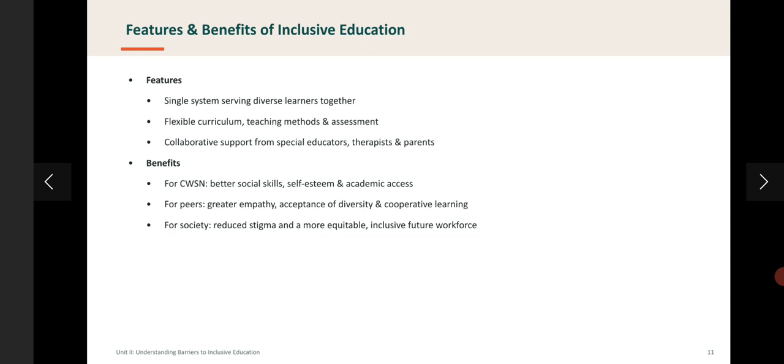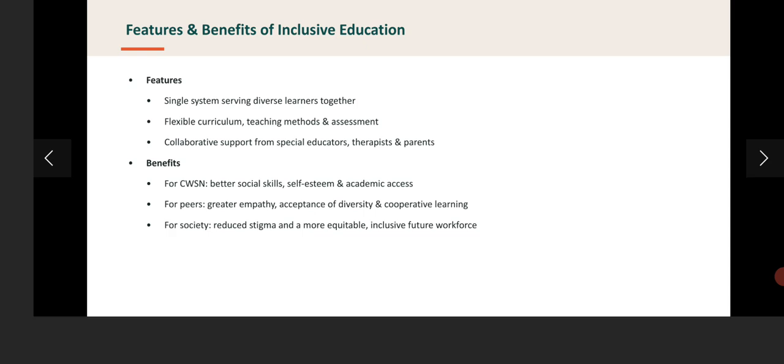Features and benefits of inclusive education. What do you think the features and benefits are? Education for all, education in diversity, accepting the diversity, and a common school system. That is a single system serving diverse learners together.